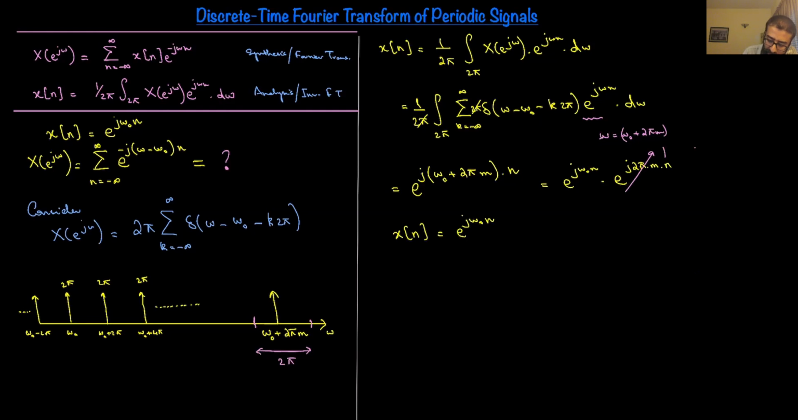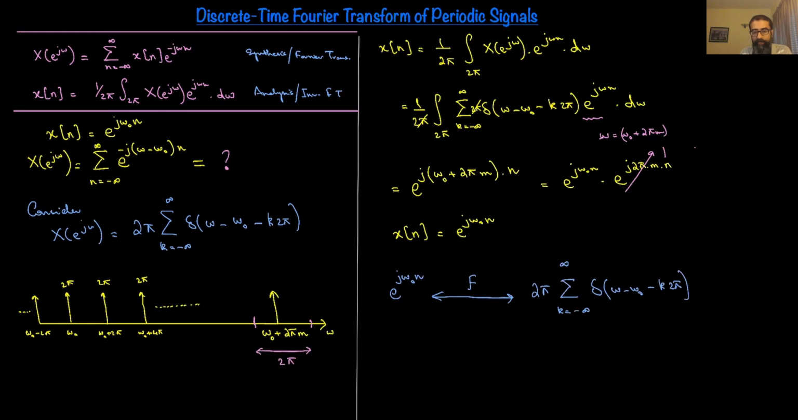And so our conclusion is what? The conclusion is that if I give you a time domain signal, which is periodic and is e raised to power j omega naught n, then the discrete time Fourier transform for that is equal to 2 pi times the summation k from minus infinity to plus infinity of delta omega minus omega naught minus k times 2 pi.